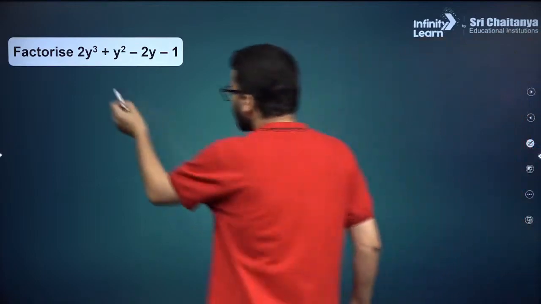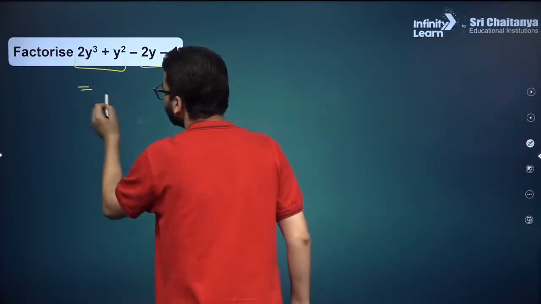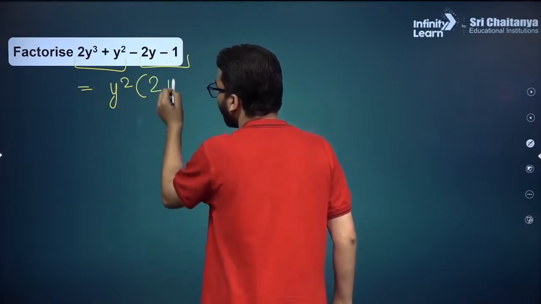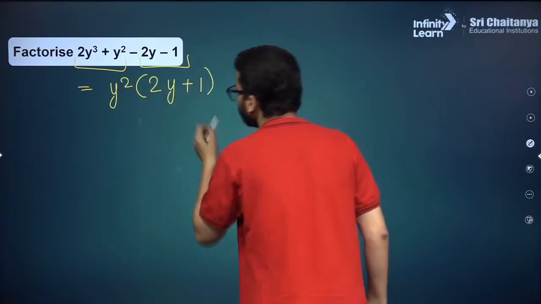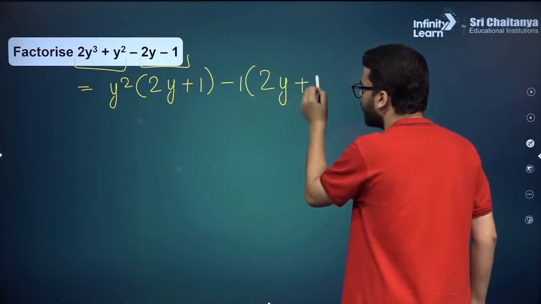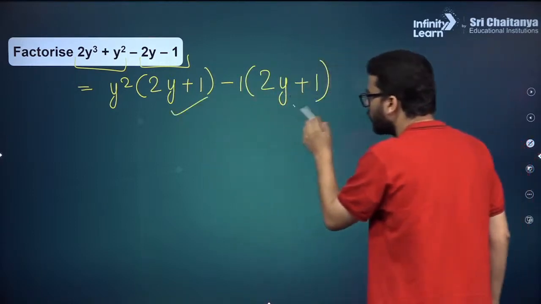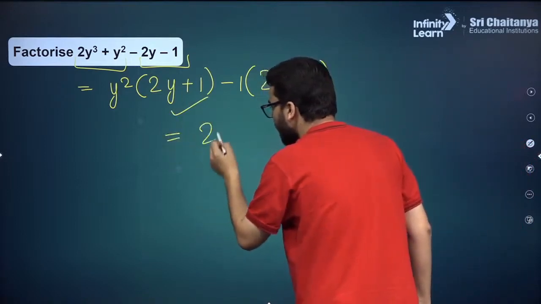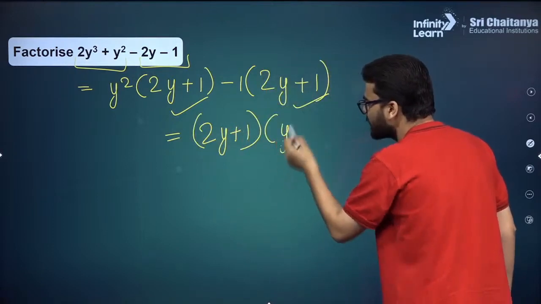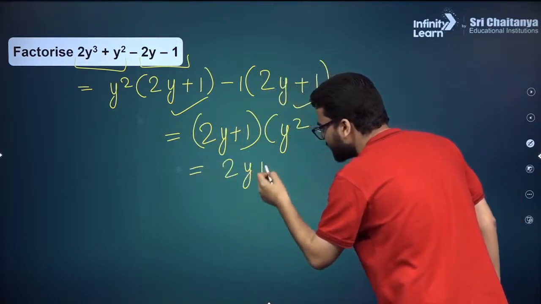So you see, this question can also be done by regrouping the first group, the second group. Out of the first group, can we take y square as common? So you'll be left with 2y plus 1, right? Now out of the second group, again I can take minus 1 as common, so 2y plus 1 will be left. You see over here, right? Now out of the whole expression, I can take 2y plus 1 as common, so I'll be left with 2y plus 1, and then y square minus 1 will be left. Now you see, y square minus 1 can be further factorized. This is 2y plus 1.